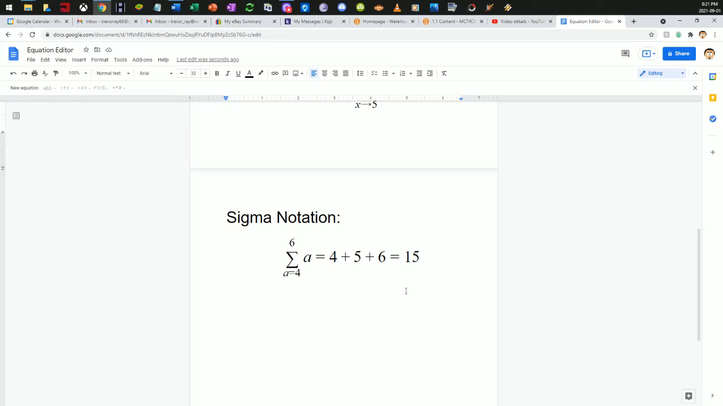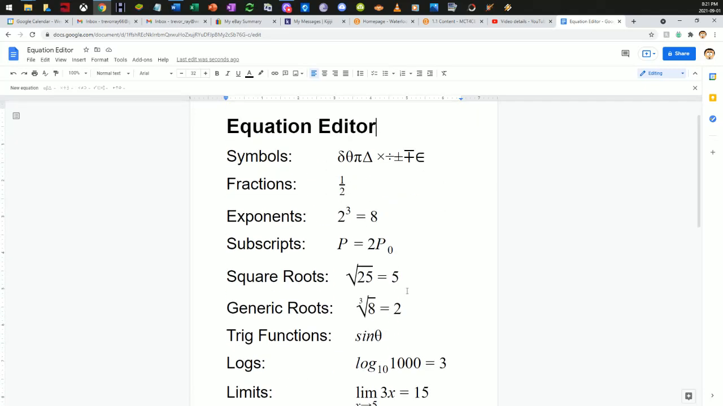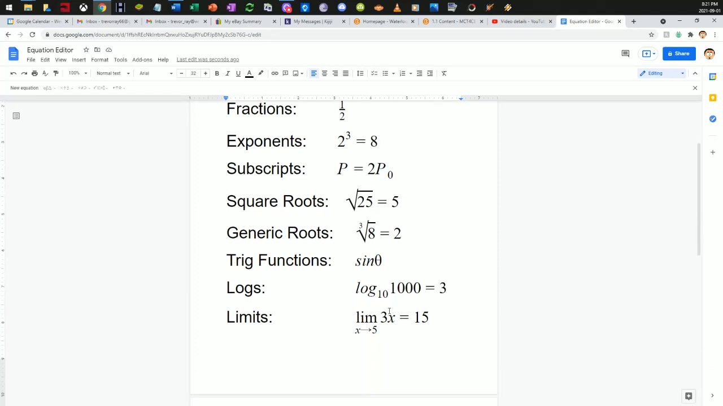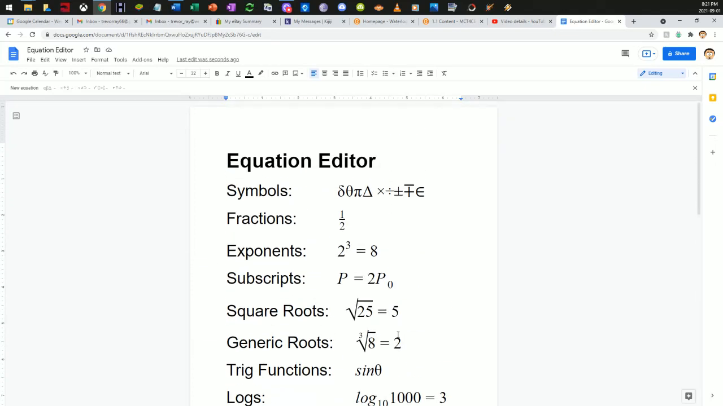I don't really like this one as much as the Microsoft Office, but if you need to use it, I mean, the reality is most of what we'll be doing will be fractions, exponents, a couple of subscripts, maybe some roots, trig functions, which I can type in just fine. Logs we will be using. Advanced functions in calculus we will use limits. And data management we would use sigma notation. So you choose what you want to use.